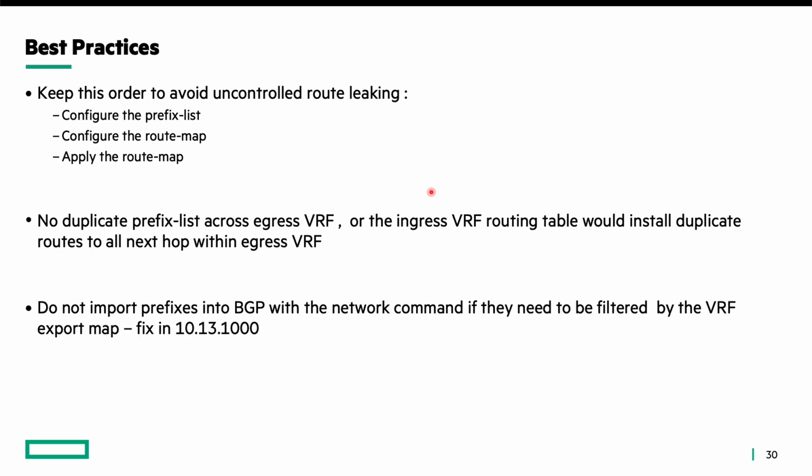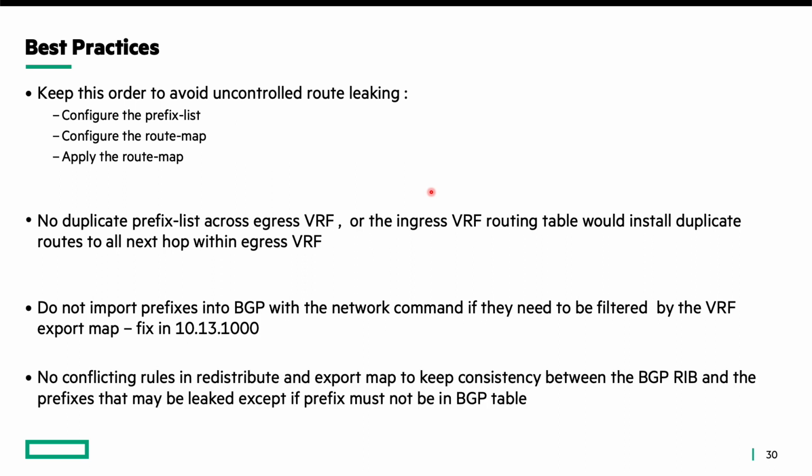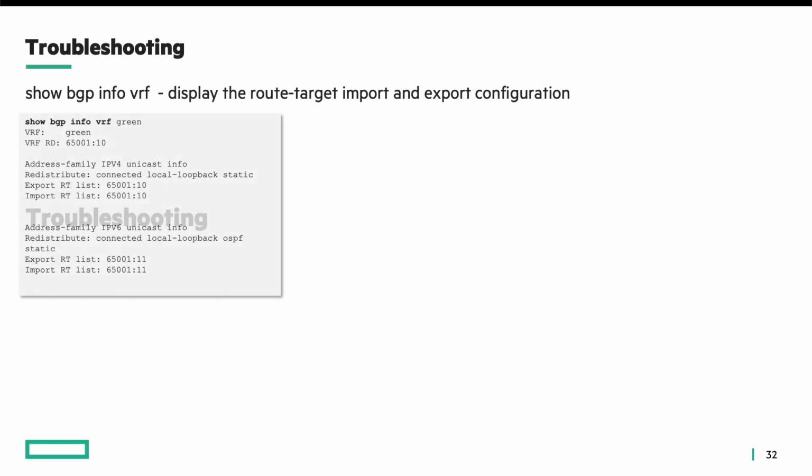Also, until 13.1000 do not use a network command. And as much as possible, except if it is really on purpose, you don't want to redistribute a specific route into the BGP tables. Try not to get conflicting rules between the redistribute route map and the export route map, to make it simpler also for the operation and the maintenance.